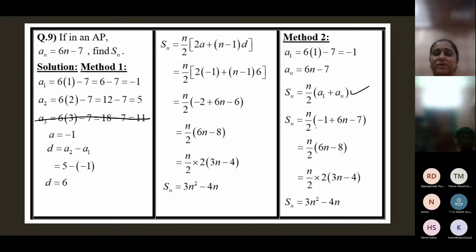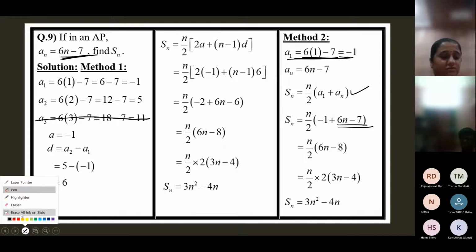So Sn is equal to n by 2. N is n only, by 2 of the first term. So we first found the first term here, minus 1, plus an. An is given to us, 6n minus 7. Use that only. You get the same answer. So depending on which formula you're using, you'll have to find the values.